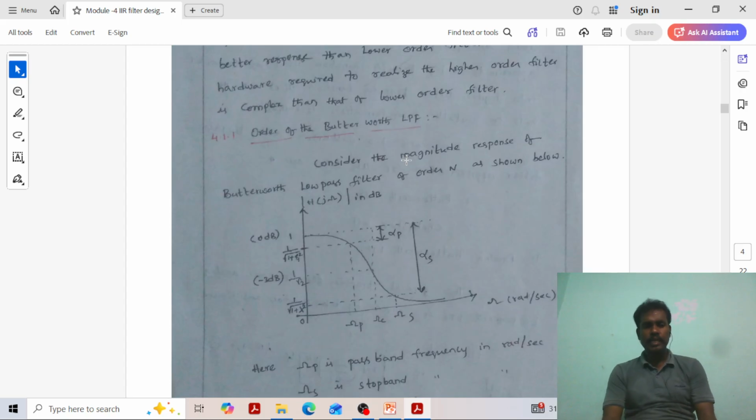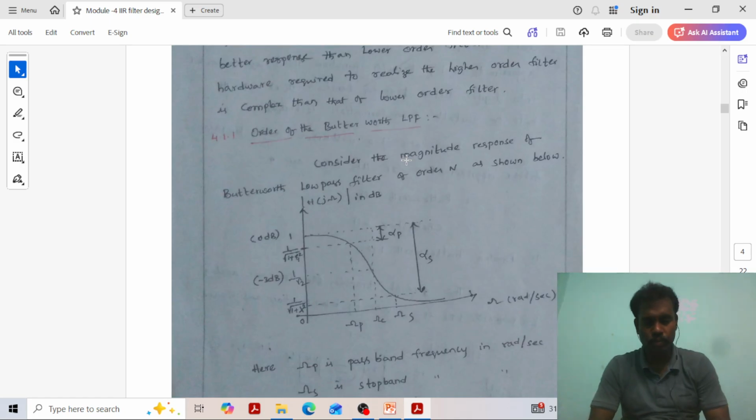Now, designing means what? Design means first we want to calculate how many components we need, how many poles we need. That is the order of the filter we want to calculate. First we should know the order of the filter for the given specification, and then after finding the order, we'll just find out the pole locations. If you know the pole locations, we can find the denominator polynomial. So the first part in the design is finding the order of the filter, and the second part is finding the poles, and hence calculating the transfer function.